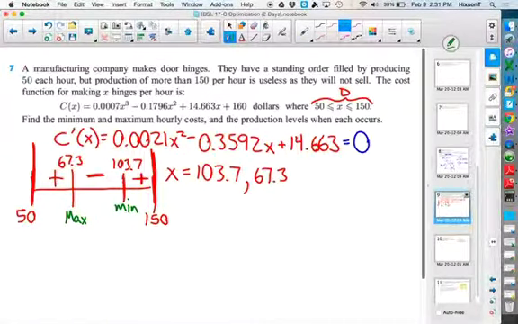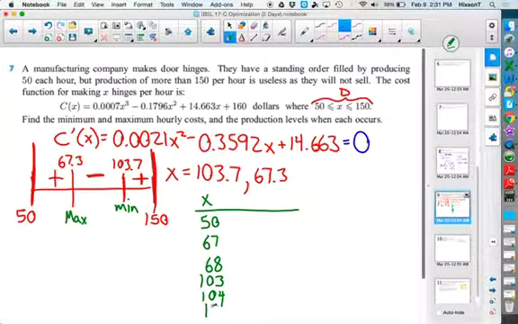Okay? Now, the other thing we have to consider with this problem is the fact that you can't have 67.3 units. So we would need to check the integer values on either side. So I actually need to test a few different values. I'm going to test where x is 50. I'm going to try 67 and 68. I'm going to try 103 and 104.